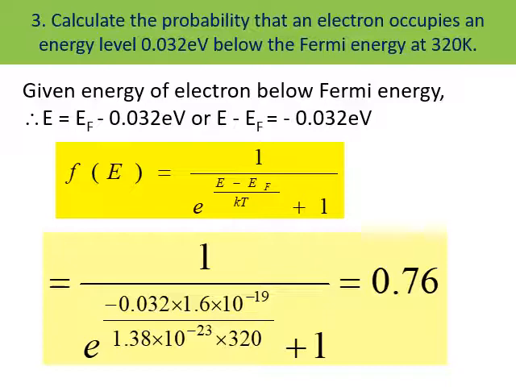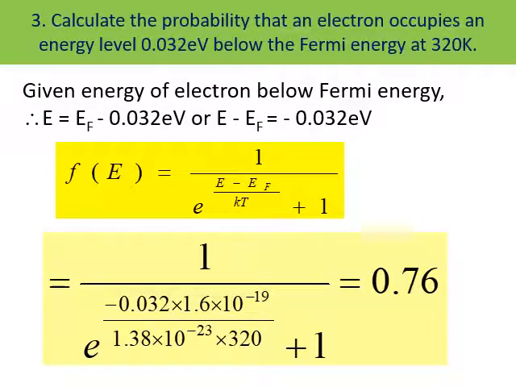When the energy of an electron is below the Fermi level, it means the energy of the electron is lesser than EF. Therefore, E minus EF is equal to minus 0.032 electron volt. But we know the probability function f(E) is equal to 1 by e to the power (E minus EF) by kT plus 1. That is the probability equation given by Fermi.